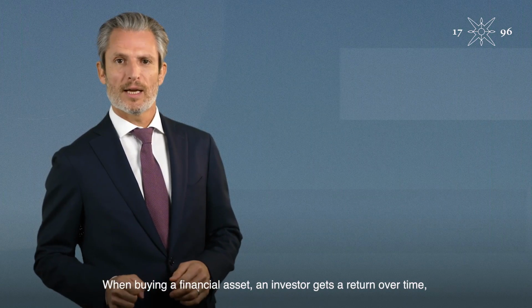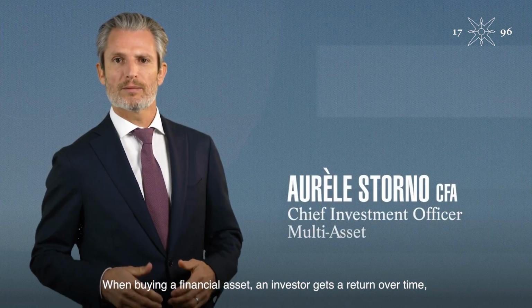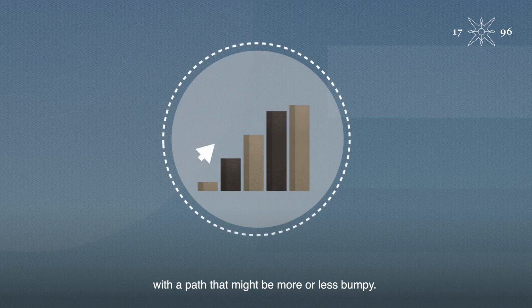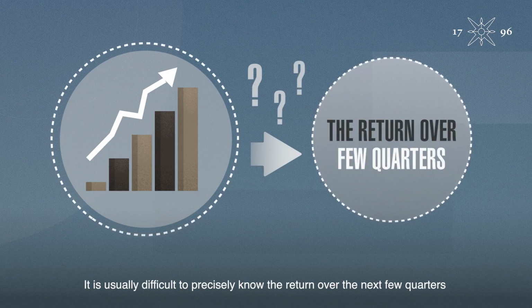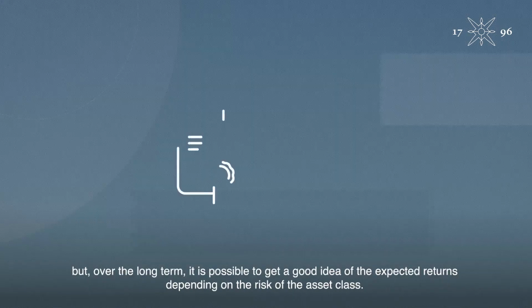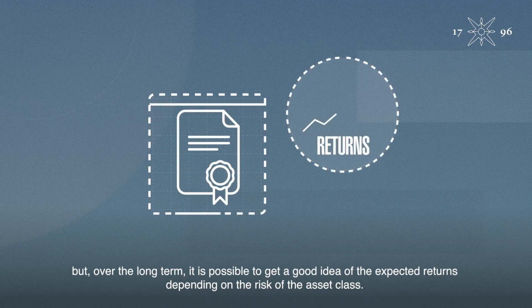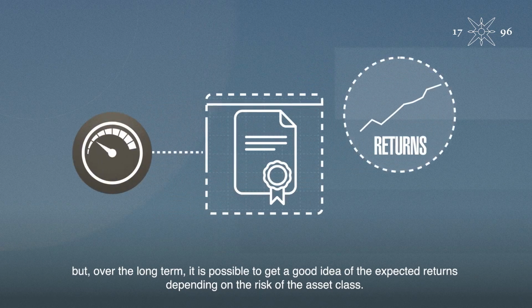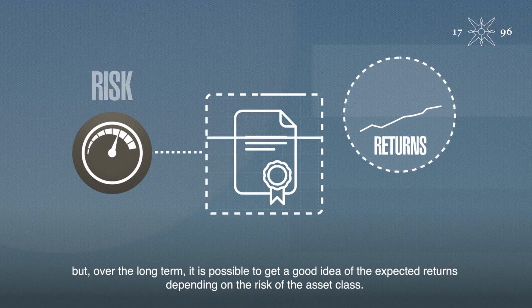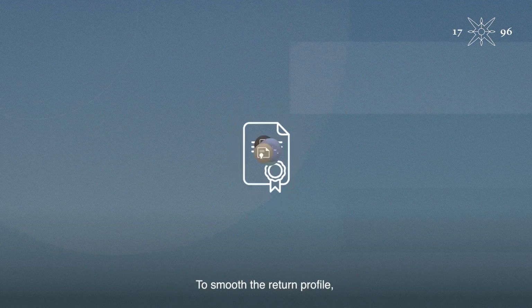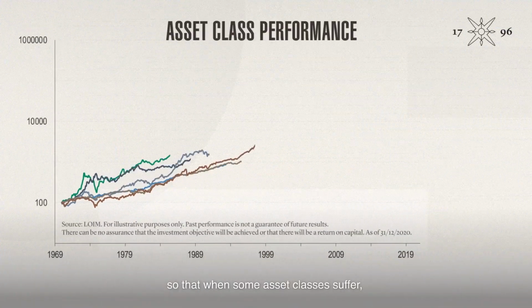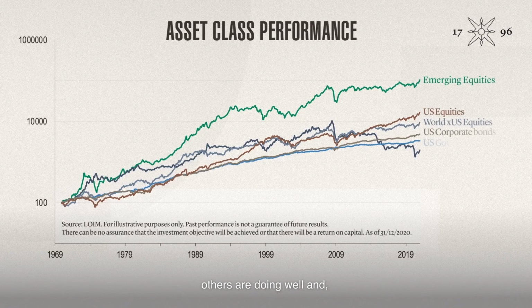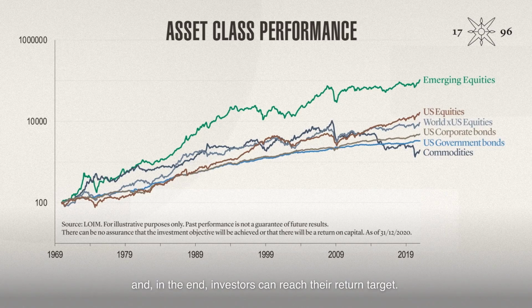When buying a financial asset, an investor gets a return over time, with a path that might be more or less bumpy. It is usually difficult to precisely know the return over the next few quarters, but over the long term, it is possible to get a good idea of the expected returns depending on the risk of the asset class. To smooth the return profile, it is advised to combine different types of assets so that when some asset classes suffer, others are doing well and, in the end, investors can reach their return target.